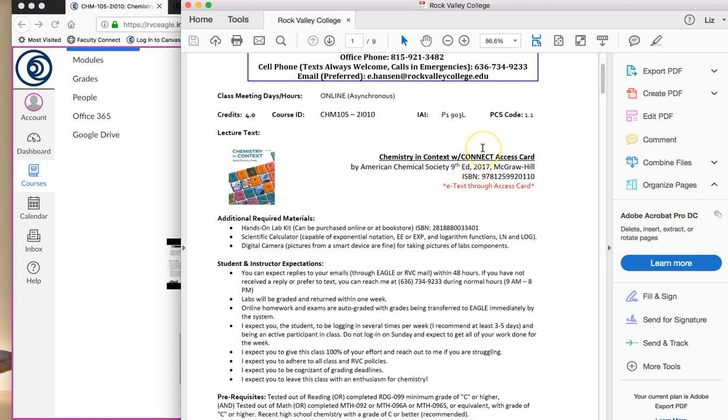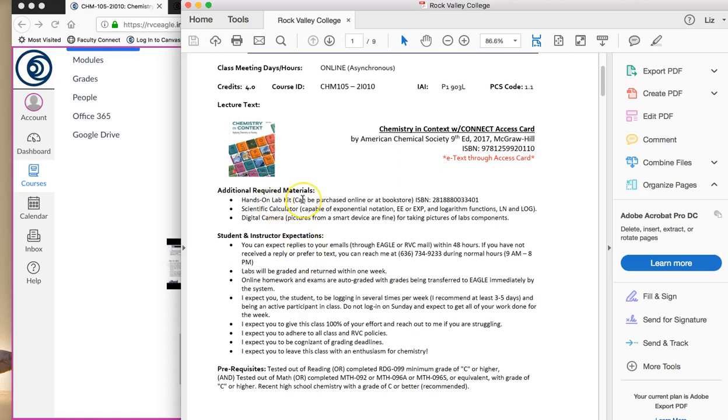Again, the access card gets you into your homework and exams, which are worth over 500 points for the class. So you want to make sure you do those. No, not 1,400, sorry. Over 500 points for the class. So please make sure that you're doing those. You also need to have the lab kit that I just talked about. You're going to need a scientific calculator, and then you're going to need some kind of digital camera or device to be able to take pictures of those lab things I was just talking about.